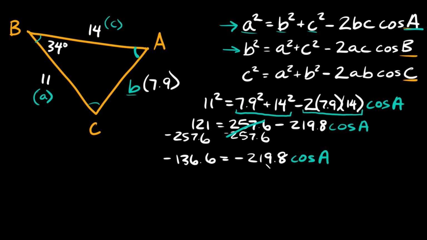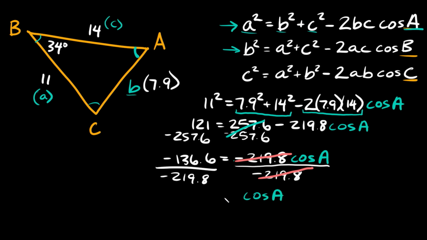Now to solve for the cosine of angle A, we need to get rid of this guy. So we can just divide both sides by negative 219.8. Let's use a different color. Then these cancel out, and we're simply left with the cosine of angle A is equal to this over here, which is approximately 0.62. So we're almost there.